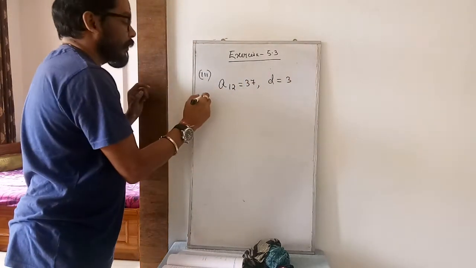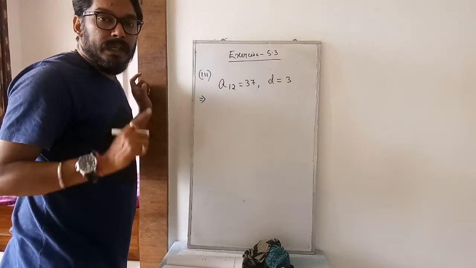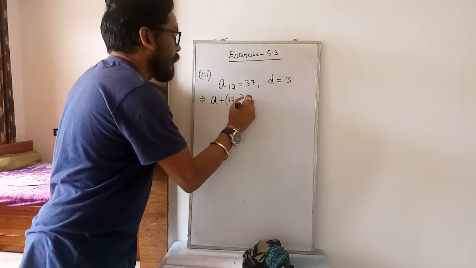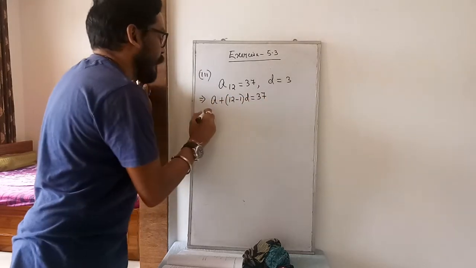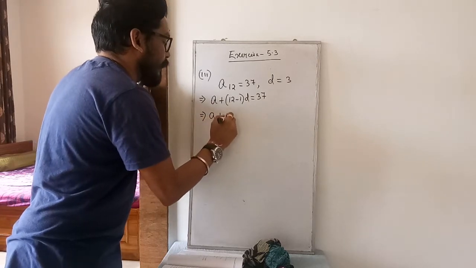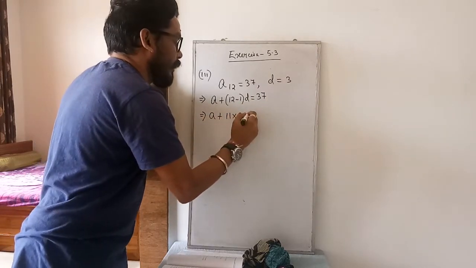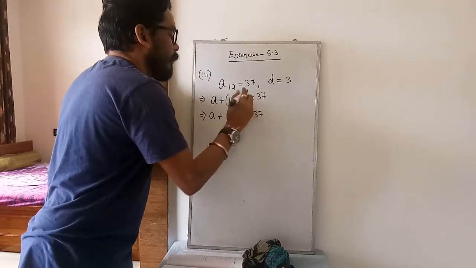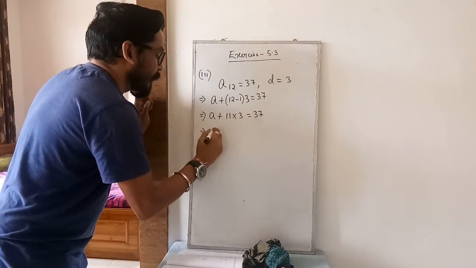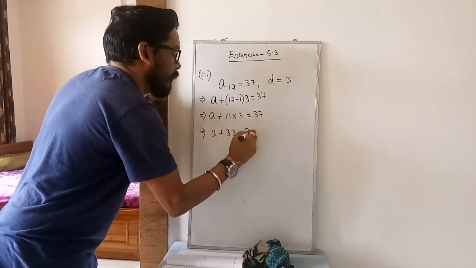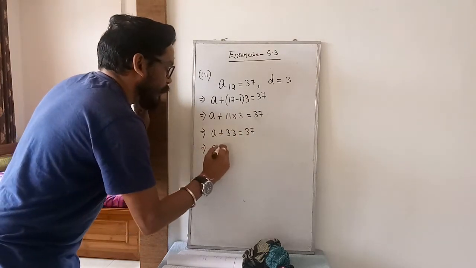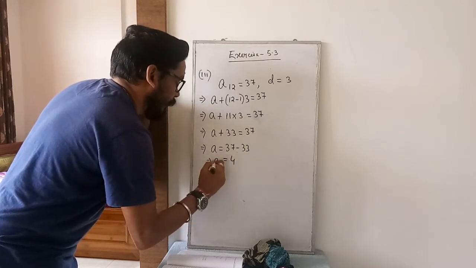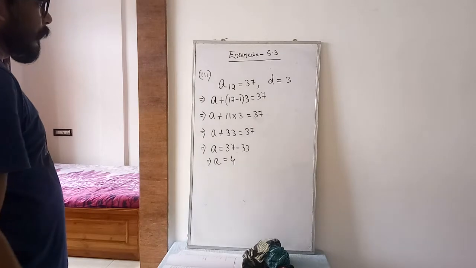So I will start the same way as the previous one. a12 is a plus 12 minus 1 into d. So a plus 12 minus 1 into d equal to 37. So a plus 11, and your d value is 3, equal to 37. So it is here a plus 33 equal to 37. So a equals 37 minus 33. So it is 4 here. Okay? So we got the value of a.